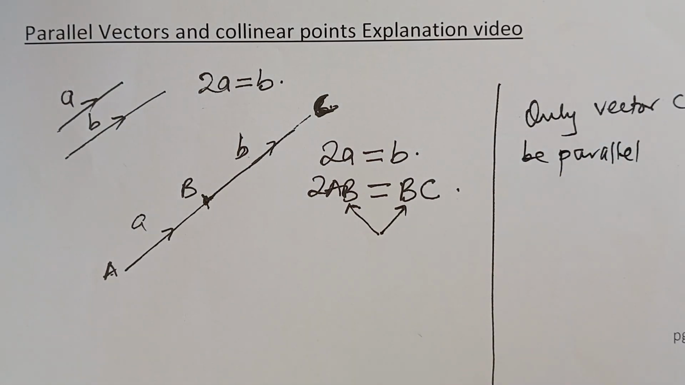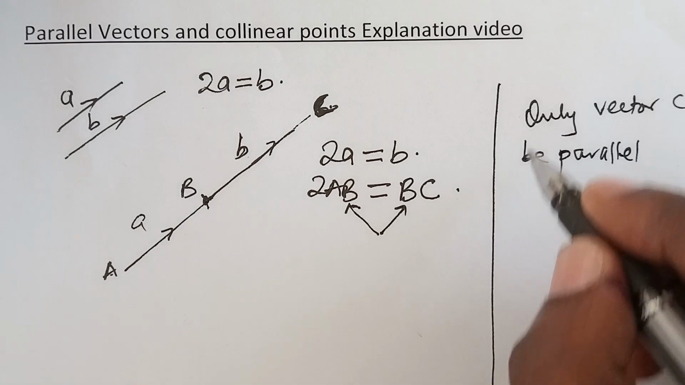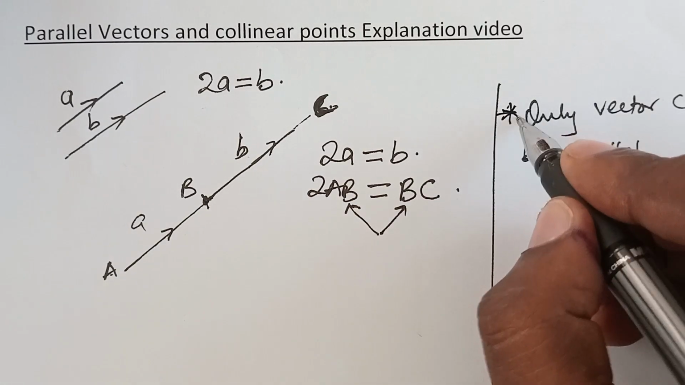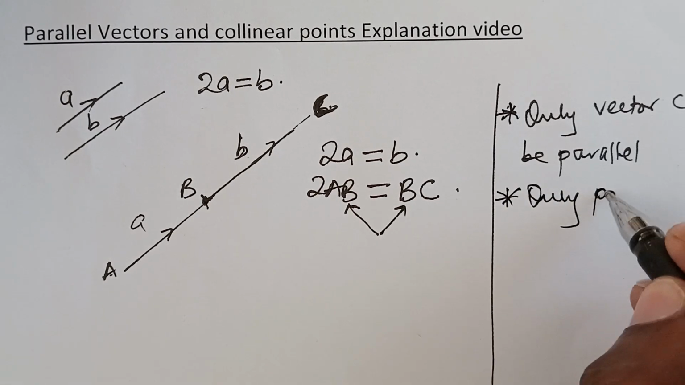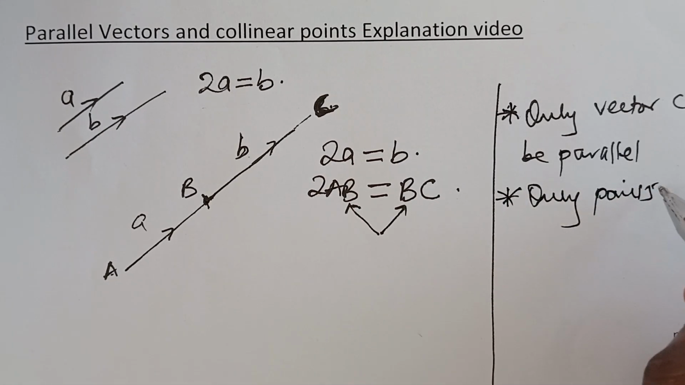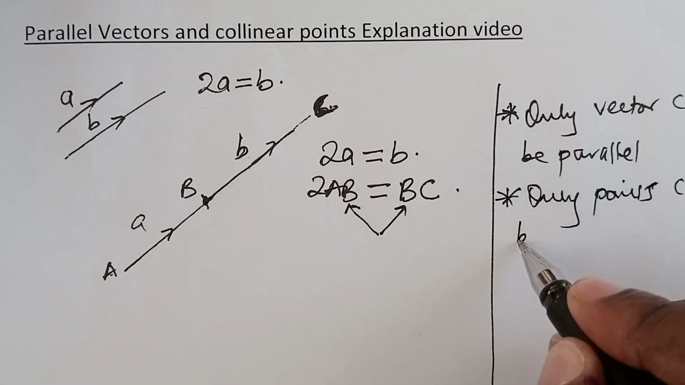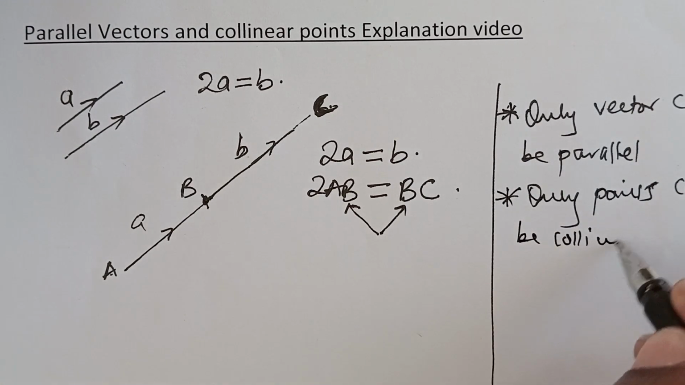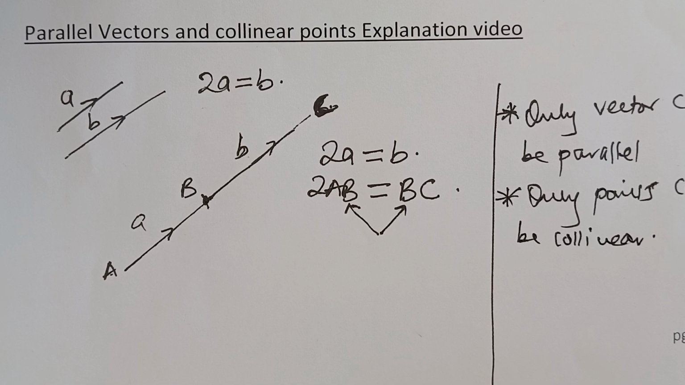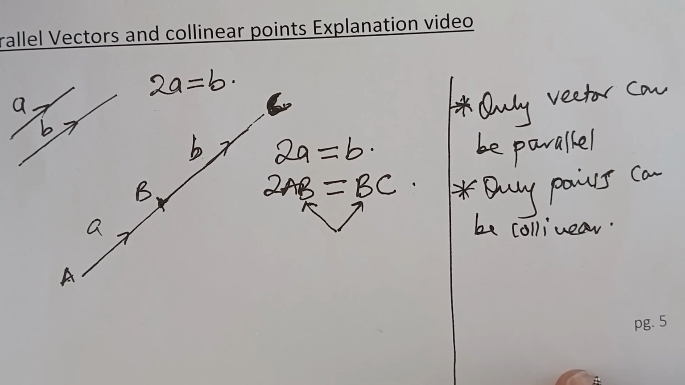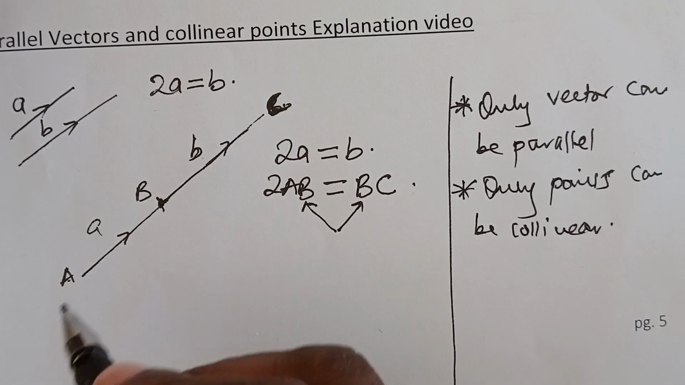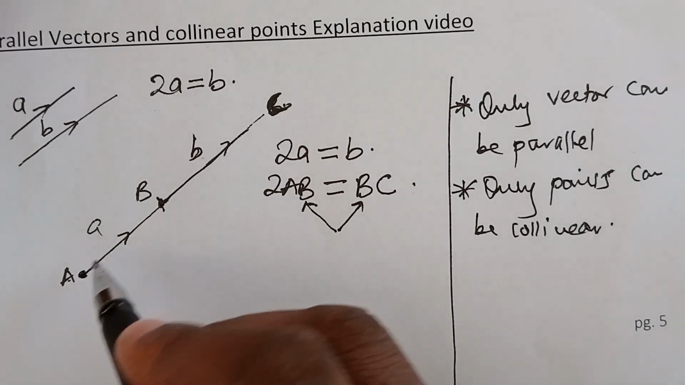Points cannot be parallel. At the same time, only points can be collinear. Vectors cannot be collinear. Only vectors can be parallel and only points can be collinear. There is no way vectors can be collinear. Collinear means they lie on the same straight line.